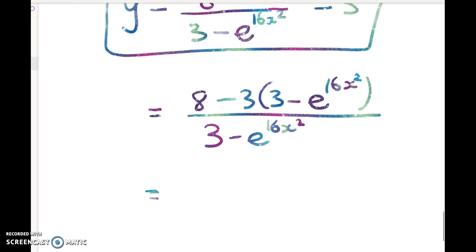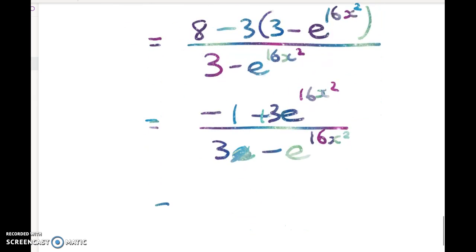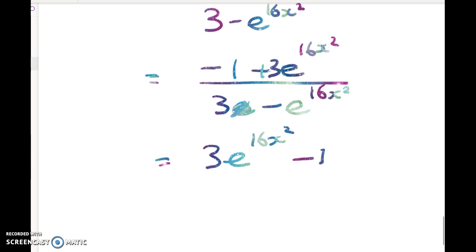So we get negative 1 plus e to the 16x squared. We've lost a 3, there's my 3 there, plus 3e to the 16x squared over this, 3 minus e to the 16x squared. Yuck. Right, 3e to the 16x squared. Now I'm really just playing around to make it look nice, guys, okay? So you don't have to do this.